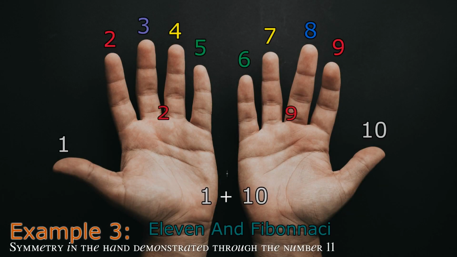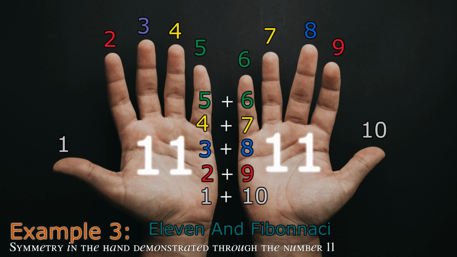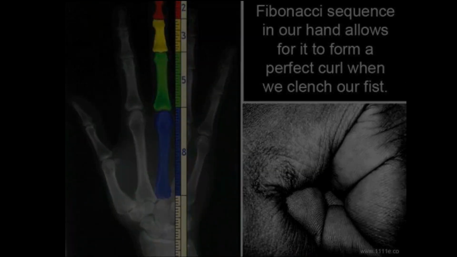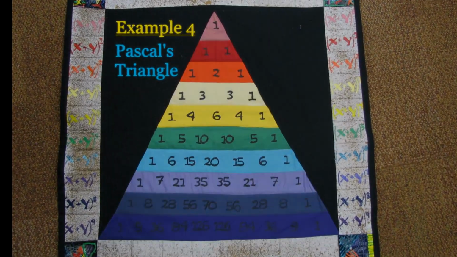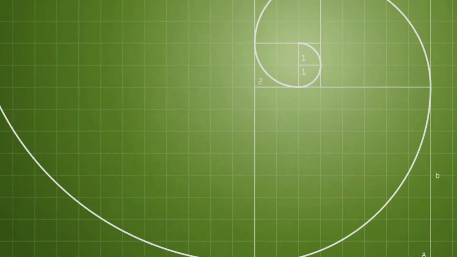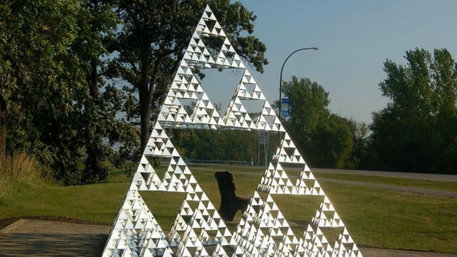Thirdly, they are both in your hands. 11 is in the symmetry between your fingers, and the Fibonacci sequence is in the lengths of your fingers. Lastly, and my most favorite example, is the relationship between the Fibonacci sequence and Pascal's triangle.